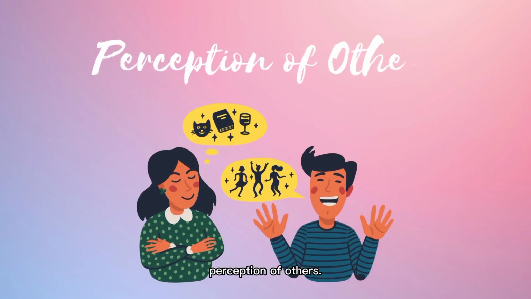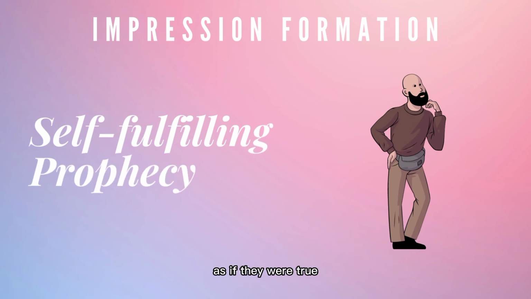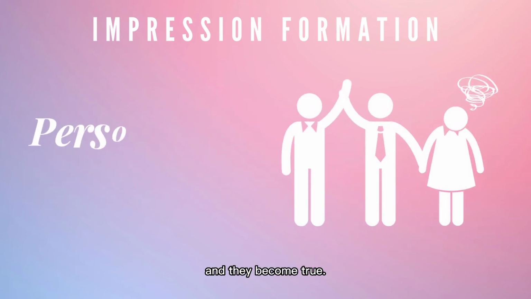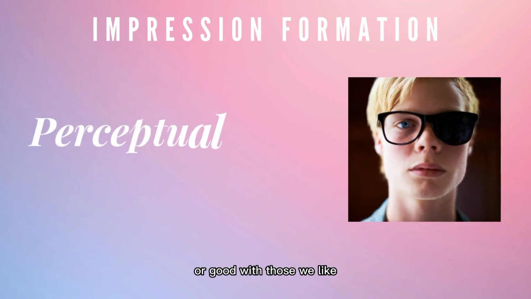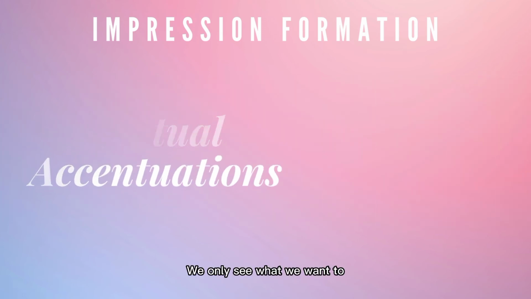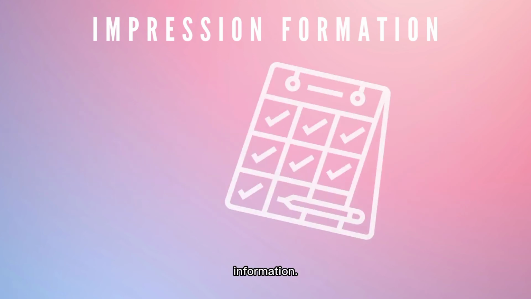We also have perception of others. Interpersonal relationships are impacted by how we perceive others. We often take shortcuts in how we view others. We act on our perceptions as if they were true, and they become true. We always find fault with those we dislike or good with those we like. We only see what we want to or need to see. We only base our impressions on early or late information.